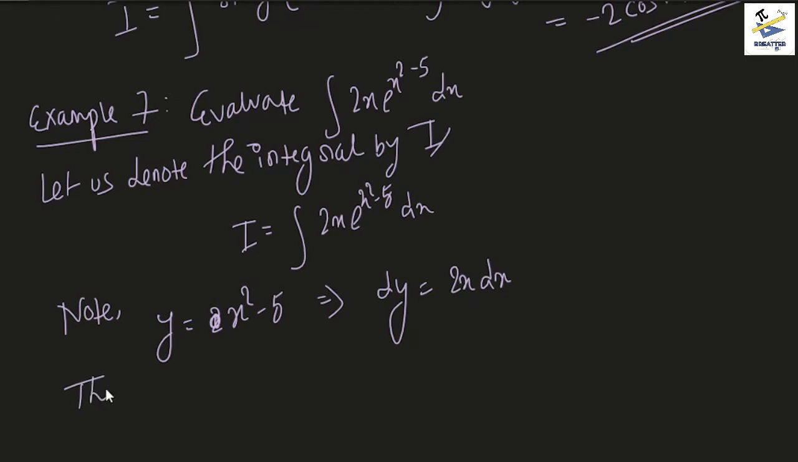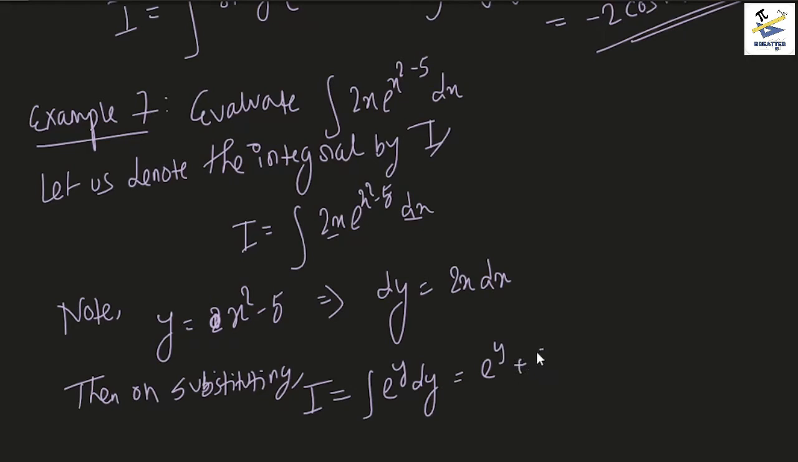Then on substituting, I is equal to the integral of e to the power y, and the 2x dx becomes dy, right? And you know the integration of e to the power y is just e to the power y plus c, and you put in the value, which was x square minus 5, plus c.